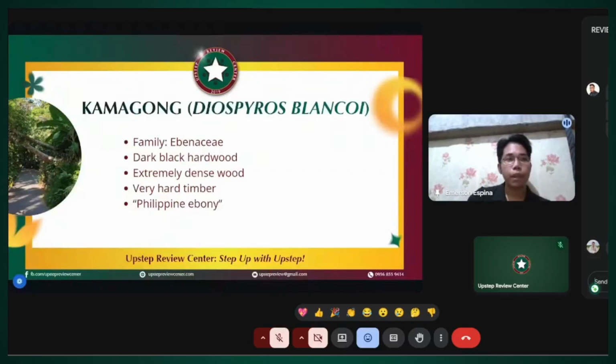For exam traps to be mindful of, it is usually confused with other species again, like Molave. Why? Because both are considered premium woods. However, to distinguish them, Molave has more durability, and then Kamagong is known as ebony.